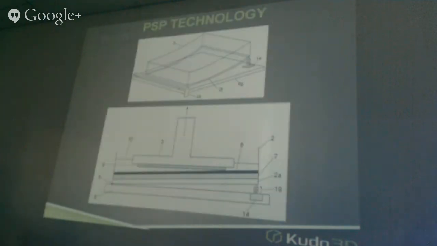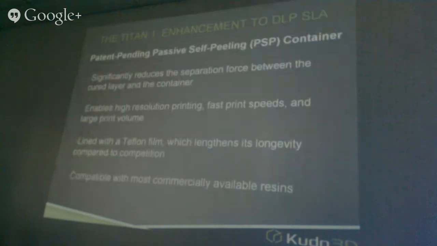This is a more technical image of how the PSP works, and you can see our container itself. What it stands for again? Passive self-peeling. Passive self-peeling container, PSP. It's patent pending. That's pretty much our proprietary separation technology that makes us print faster and minimizes each layer separation force so we can print taller resin. I probably slowed down there.